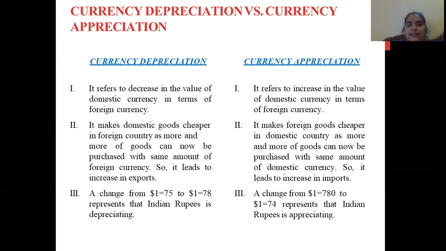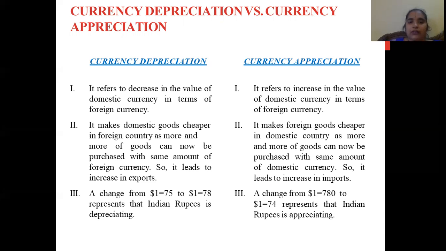I'll give an example. Say the dollar value is 75 and it becomes 78, meaning $1 is 75 and it became 78, so there is appreciation in the value of the dollar. But when we talk about the home currency, the Indian rupee, it is 78 now, meaning the rupee value has depreciated. Similarly, the change from 78 to 74 means the rupee value has appreciated and the dollar value has depreciated.